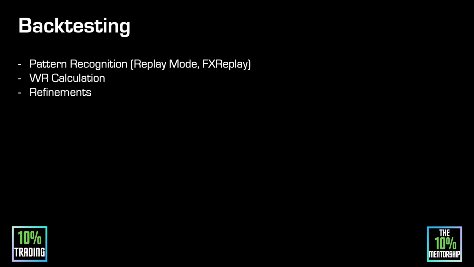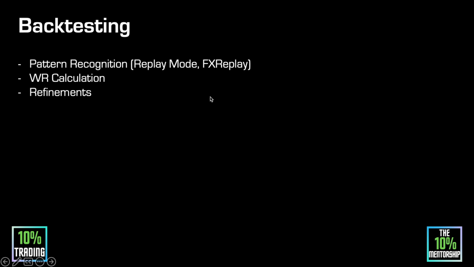The next step is backtesting, right? When we backtest, it's for pattern recognition. That is one part of it. Pattern recognition, what is it? Just seeing it, right? Just seeing your strategy play out on the charts over and over and over again. Seeing it form. You want your eyes to get used to it. But you're going to be trading that. Trust me, trading is boring. You just want to see the same thing again and again.